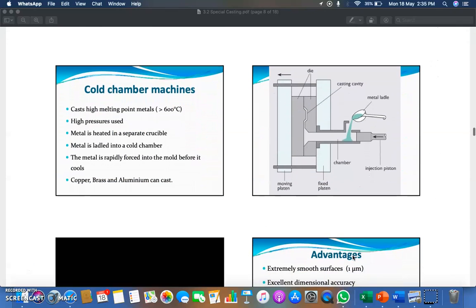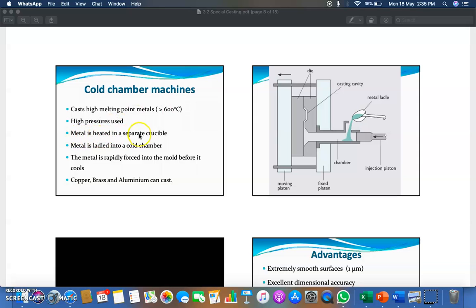Now we come to the cold chamber machines. Cold chamber machines are used for high melting point metals, like those whose melting point temperature is greater than 600 degrees C. Because high pressure is used in the cold chamber machines, the time required is comparatively more compared to the hot chamber die casting machines.